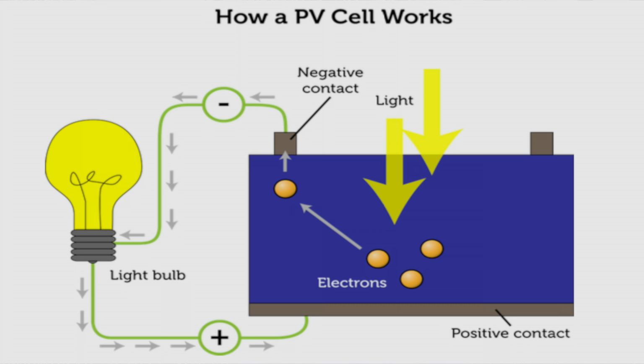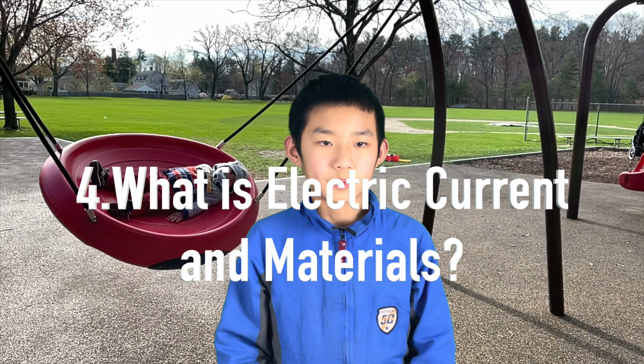The electric current can power a light bulb. Many calculators and other devices are also powered by solar cells.